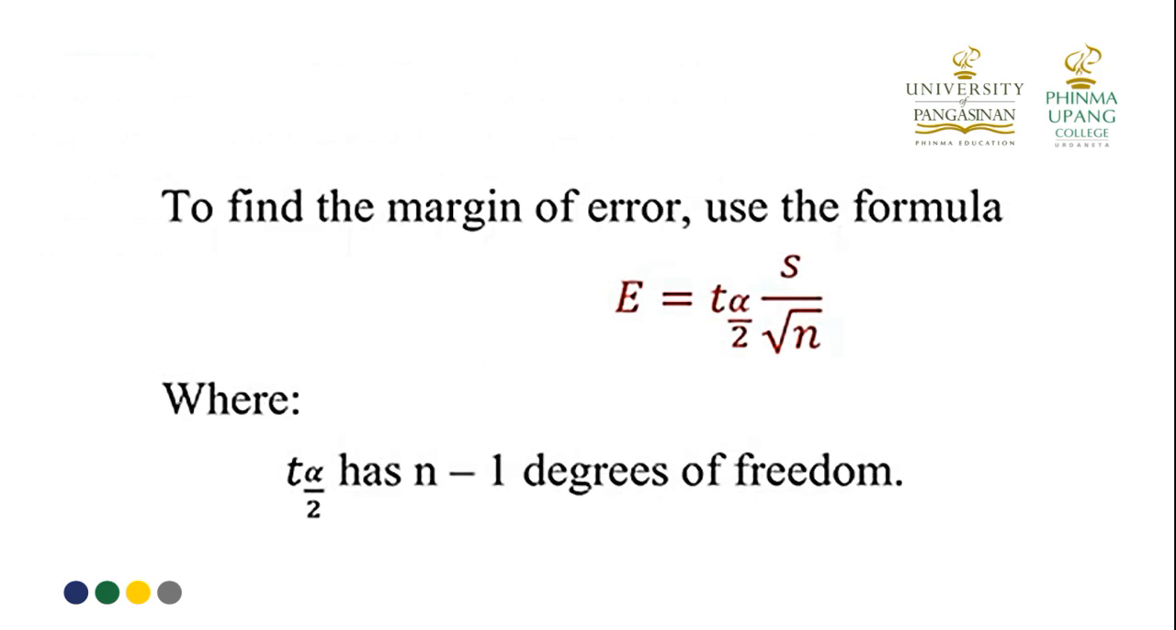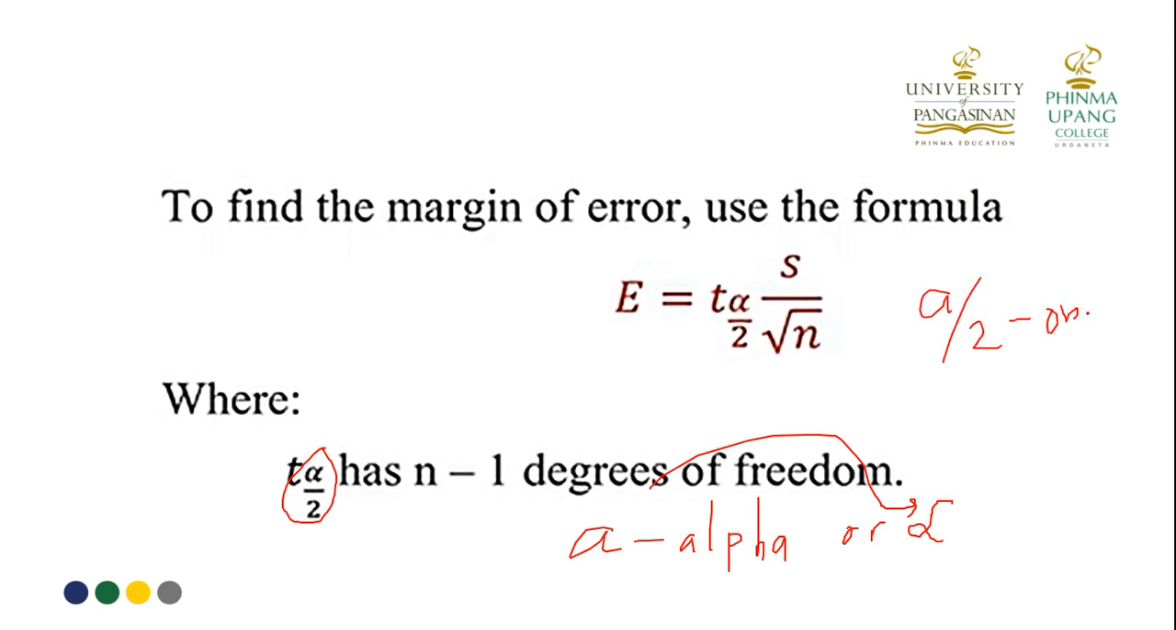So here in A all over 2, the A is alpha. This is the Greek symbol of alpha. And if you have alpha all over 2, that is what we call one tail. Again, if it is alpha, this is two tail.